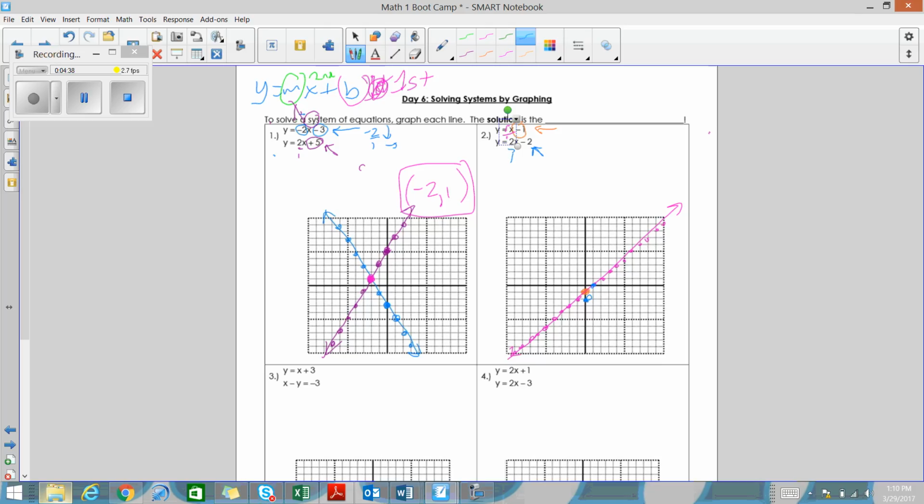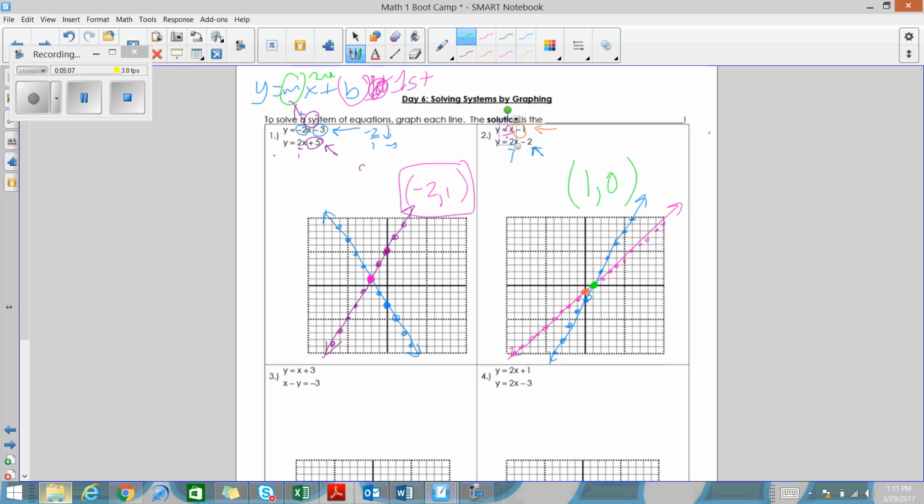But you've got to keep going. Up 2 over 1, up 2 over 1, and keep going. And then down 2, left 1, down 2, left 1, and keep going. Connect your points with your line. And this, my friends, is your point of intersection right here. We call this our solution, which is right 1 from the origin, and you don't go up or down. It's just (1, 0).